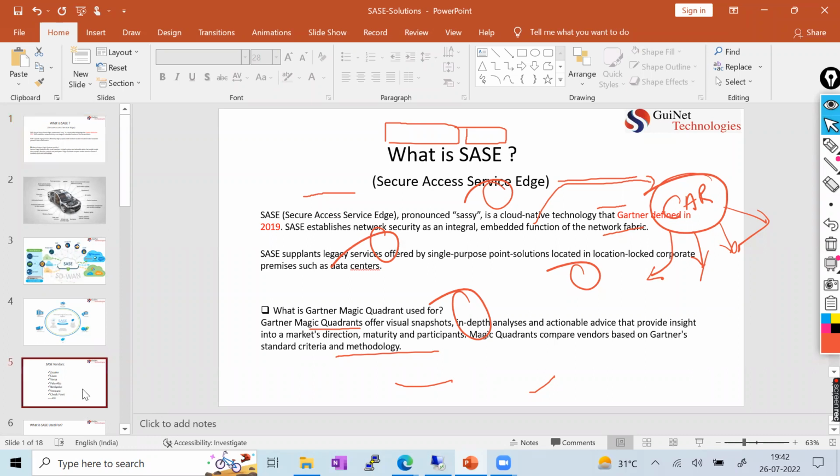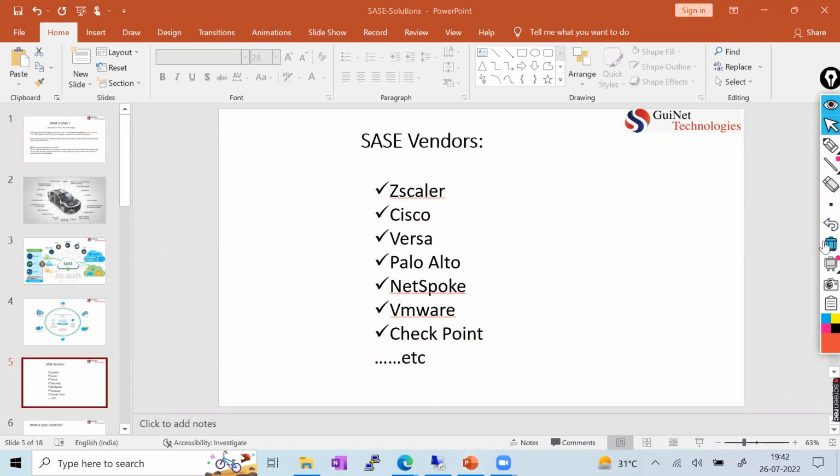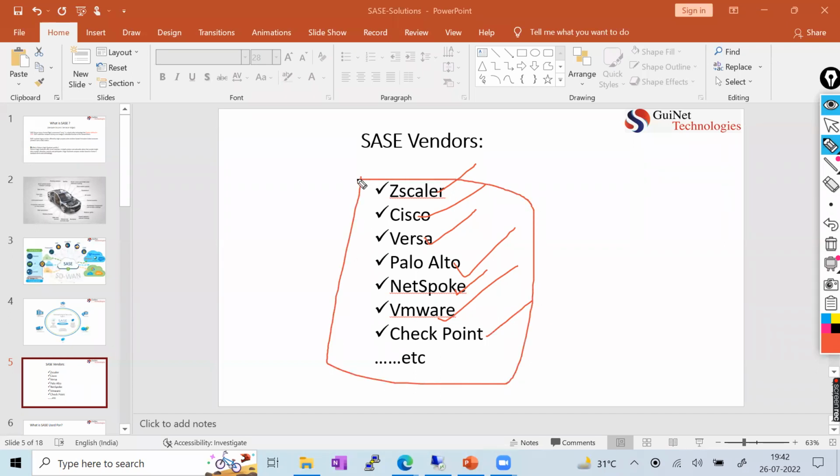So what are the vendors? Likewise with cars, we have Hyundai, Tesla, Maruti, Tata, BMW, Audi, a lot of vendors. Similarly for SASE, we have different vendors like Zscaler, Cisco, Versa, Palo Alto, Netskope, VMware, Checkpoint, etc. So we have a lot of vendors available in the market. They follow Gartner's solution and suggestions, and based on that, they develop their own products. Once they develop their own products, every product has its pros and cons.